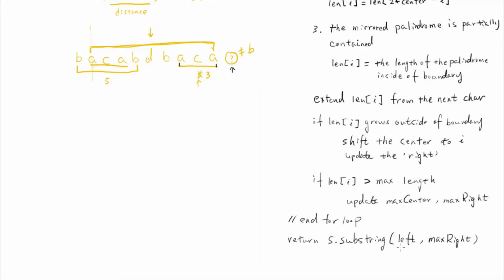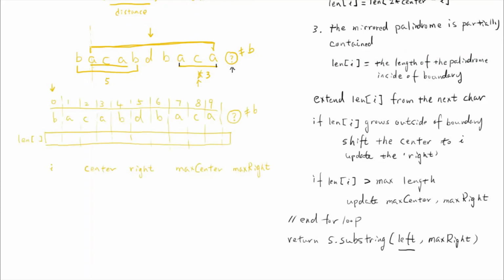And later we'll discuss the formula for the left. Now let's go through our pseudocode with an example. We're going to use the same example here. So at 0, all these variables are initialized with 0, and at 0 we cannot extend, so the length is 1, and all this remains at position 0.